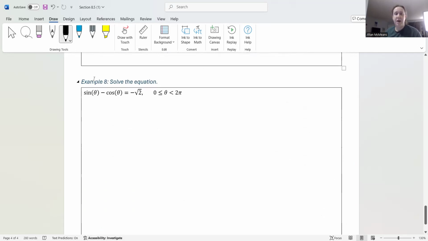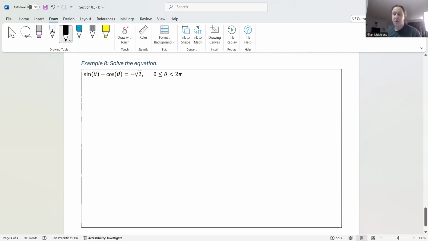All right, so example 8 says solve the equation, and I originally wasn't even going to give you this, but then I noticed a couple of other people assign a problem like this, so I figured I might as well do like the others do, you know, when in Rome. All right, so we have sine of some angle theta minus cosine of that same angle theta equals -√2, and we want to solve it on the interval 0 to 2 pi.